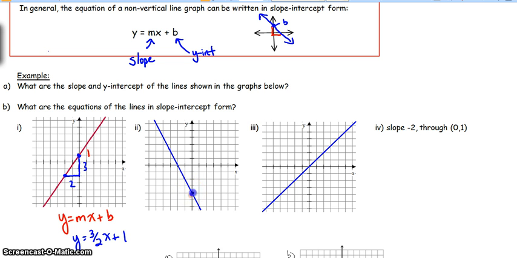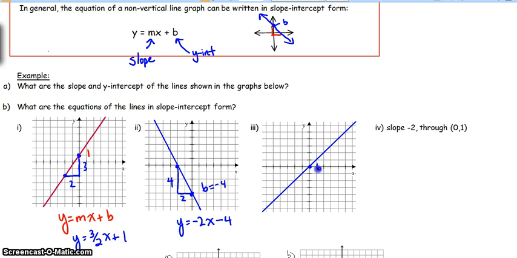Let's try this one. b is 1, 2, 3, 4, negative 4. My slope is, there's another clear point, 4 over 2. Always reduce your slope to lowest terms. 4 over 2 is just 2. So we get negative 2x. Why did I write negative? The direction of my slope is falling left to right. Minus 4. All right, we could do the next one.